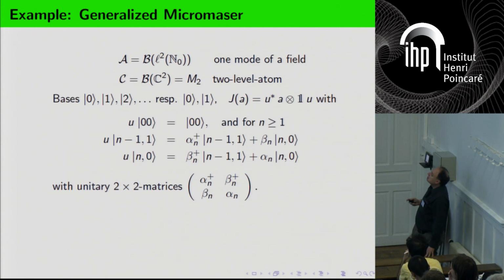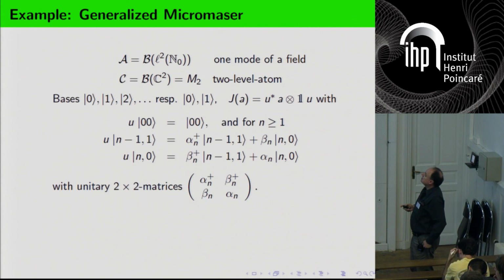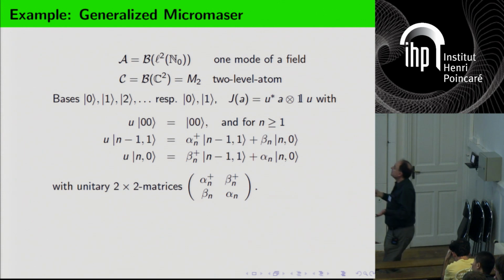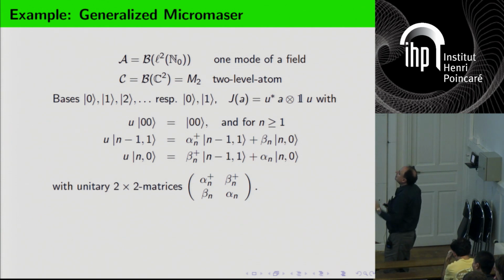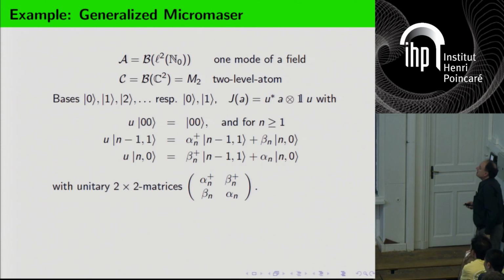Example I call the generalized Micromaser. Say A is bounded operators on L2 of n, or n0. Think of it as one mode of an electromagnetic field. And C is just a two-level atom, so it's 2 by 2 matrices. We denote the basis as 0, 1, 2, 3 for A and just 0, 1 for C. And our transition is just A goes to U star A tensor 1 U, with U as follows.